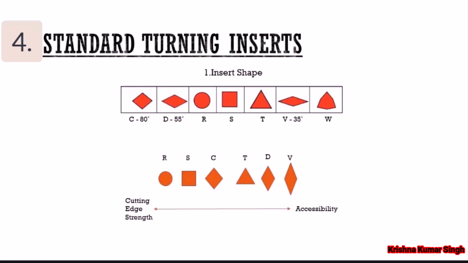Now, back to insert coding. Generally speaking, an insert with an R or round shape has the strongest geometry, making it very suitable for roughing operations or interrupted cuts. After the R shape, the S or square insert comes next, followed by C, D, and finally V. You might ask why we don't always use the R or round shape since it's the strongest. The reason is that sometimes we need access to a position in the part where the R or S shape cannot reach. This is why we use V or D shapes. I have summarized this in the picture.